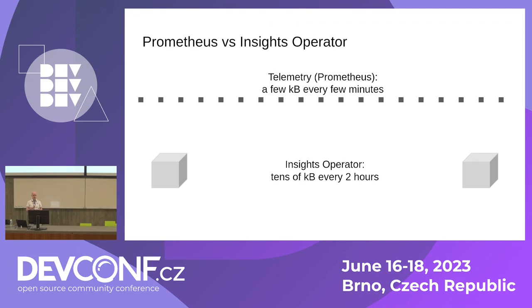If you're interested, for example, in etcd object counts, having one sample a day probably wouldn't tell you much about the cluster. You need the data more frequently. So what the telemetry data looks like is basically a few kilobytes of data every 5 minutes, approximately.